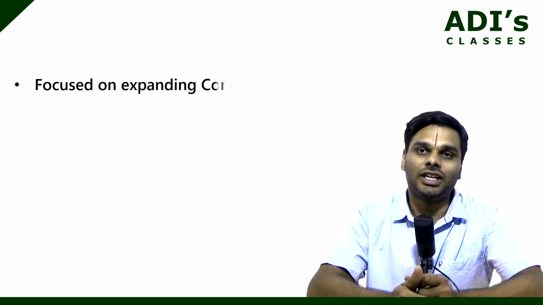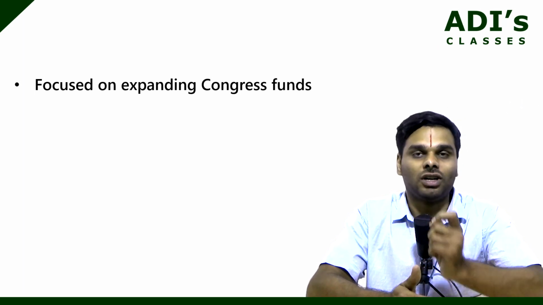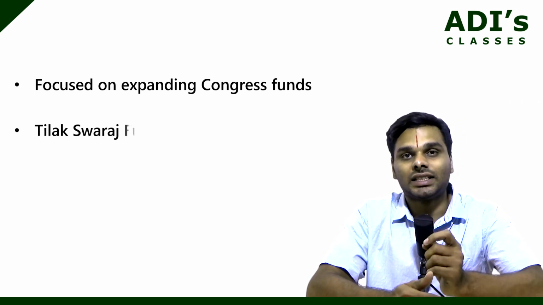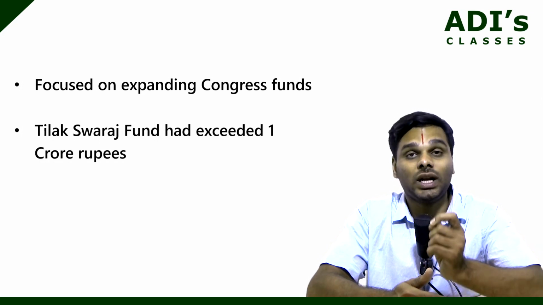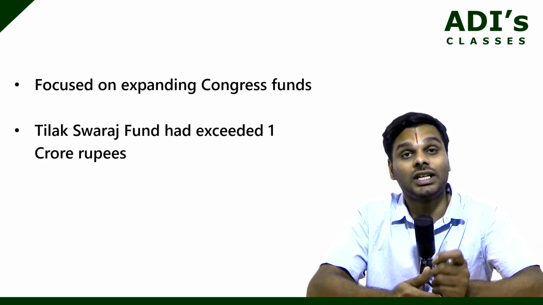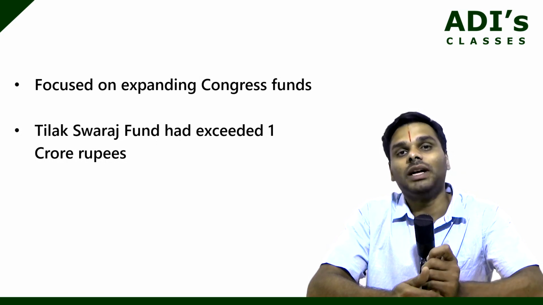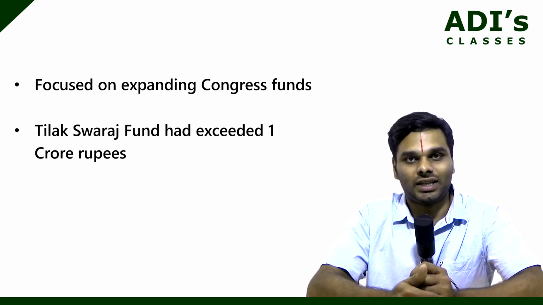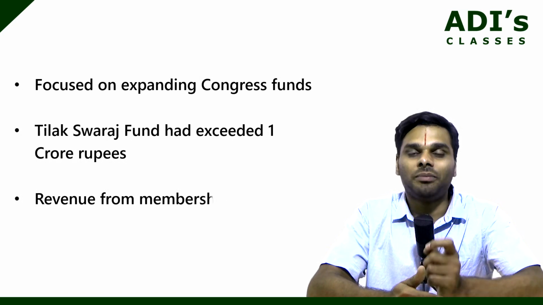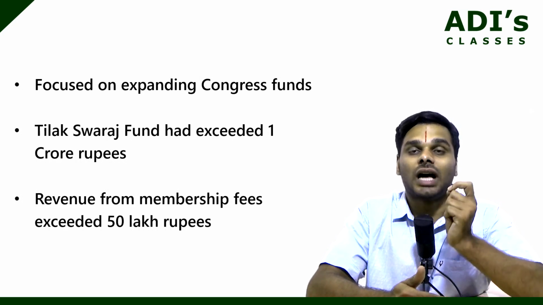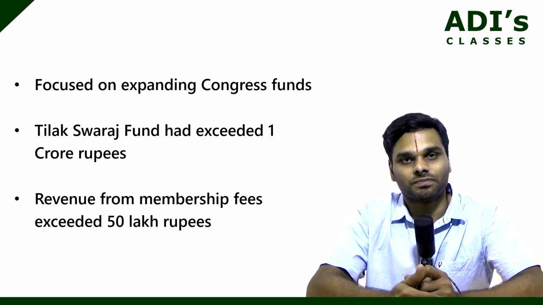Focus was also shifted to the burgeoning of the Congress funds. The Tilak Swaraj Fund had exceeded 1 crore rupees. Remember, this was in 1920. You could buy whole villages for 1 crore rupees at that time. Revenue from membership fee alone was half a crore rupees.